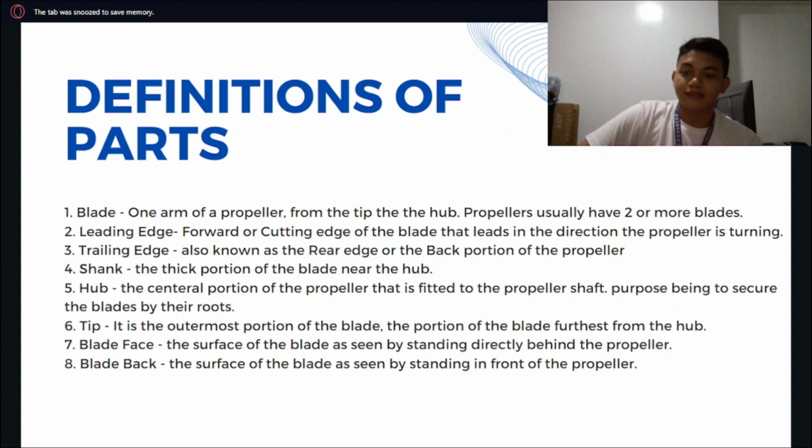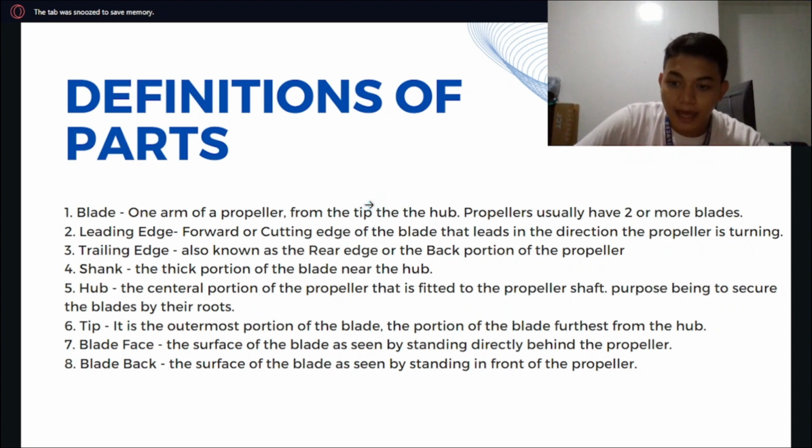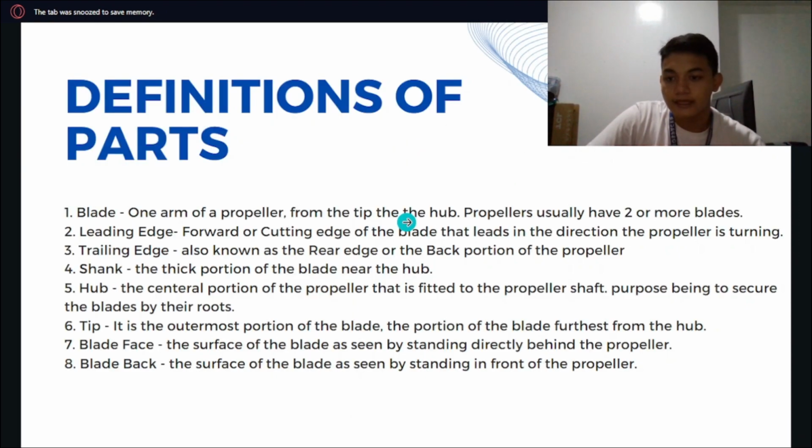And now the shank, the thick portion of the blade that is near the hub. Here is the shank, that is the intersection of the propeller blades and the hub right here. And now the hub itself, the central portion of the propeller that is fitted to the propeller shaft, its purpose being to secure the blades by their roots. Here is our hub right here, our center.